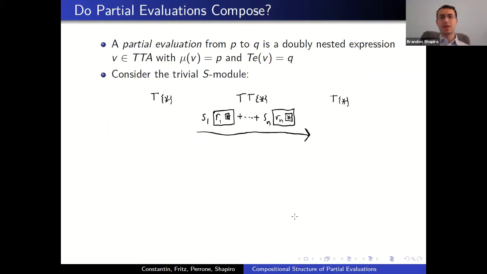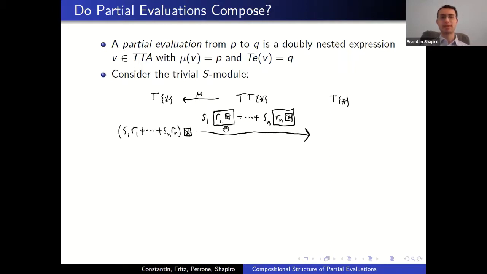And in our trivial S module, the second algebra I mentioned before, we can write out a general form for these partial evaluations, elements of TT star, where in particular, an element of T star is just some R1 or Rn applied to our single basis element. And TT star is then the free S module on those. So in formal sums with coefficients in our semi-ring S of these module elements.